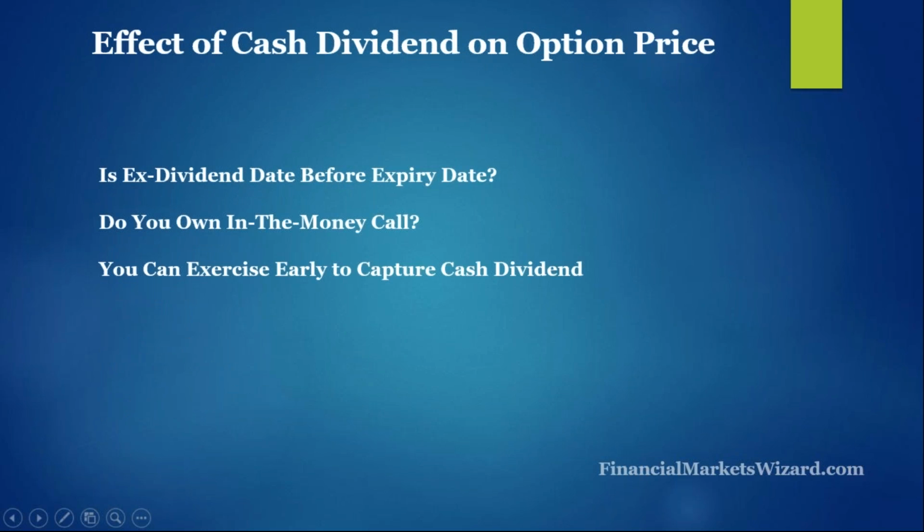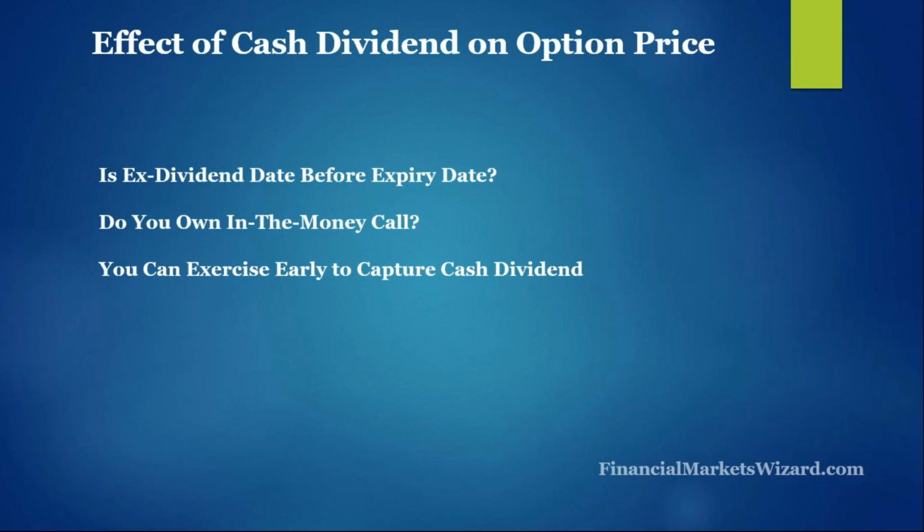So I'll explain the effect of dividend. The effect of cash dividend on option price. You have to think about whether the ex-dividend date is coming before the expiry date of the option. For instance, if you look at the August calendar, the August expiry of the option is on 18th of August. It's the third Friday of August when the options will expire.